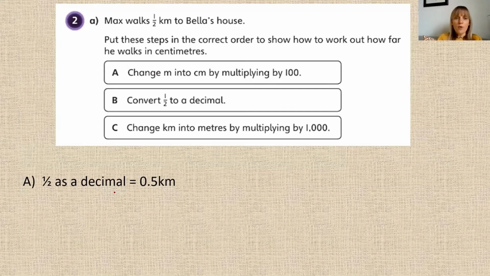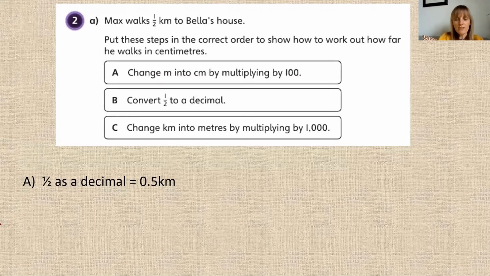So it says here, put these steps in the correct order to show how to work out how far he walks in centimetres. Now it says Max walks 0.5 kilometre to Bella's house. I'm going to change it into centimetres. Whoa, from kilometres. So kilometres to metres to centimetres. So first of all, I've put the first one down here, now called A. It says half. We need to know what half is as a decimal, and that is 0.5.